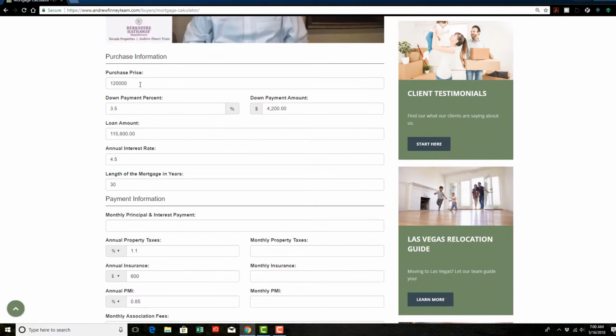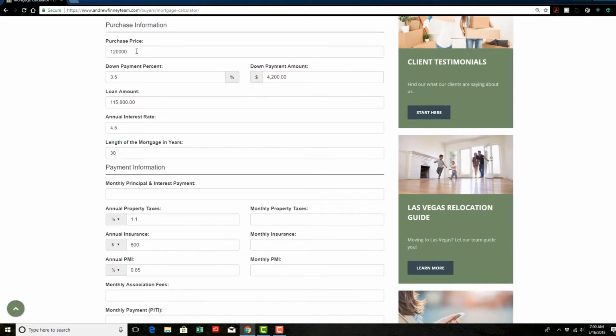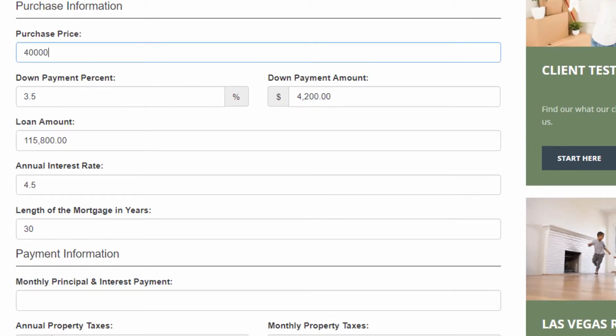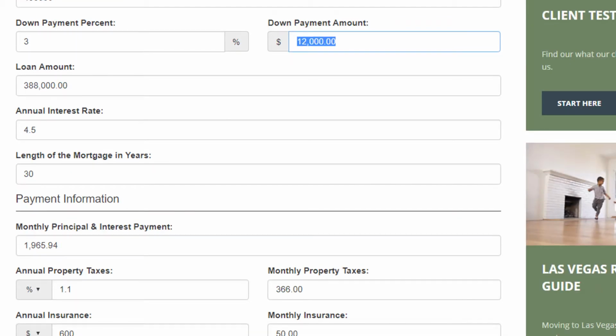Now let's go ahead and change these numbers around. Let's say that on the purchase price, you're looking for a $400,000 home, and you're using a 3% down conventional. You notice that whenever we did that, here's our purchase price, $400,000. Here's our down payment percent, 3. It went ahead and put the money up here for you at $12,000 for your down payment. So that leaves you with a loan amount of $388,000.